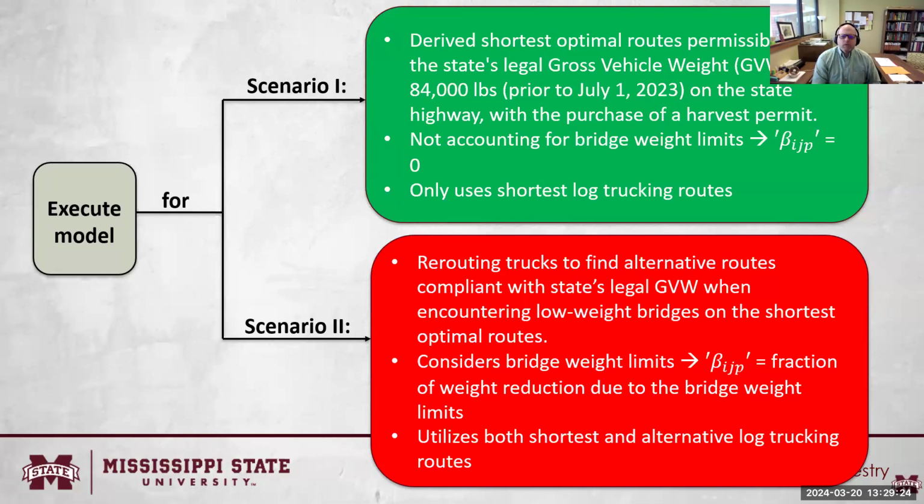Okay. So in scenario two, we're going to consider the bridge weight limits, and we're going to utilize both that shortest and alternate route, and try to figure out what the difference is by having that in place. So how much more cost are we going to incur now that we have to go a longer distance due to those bridge obstructions?